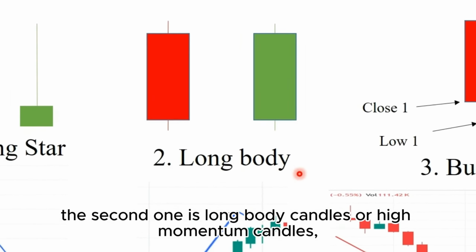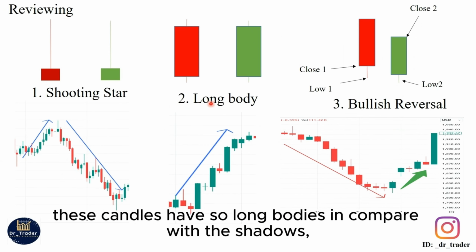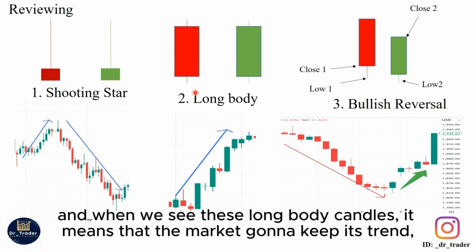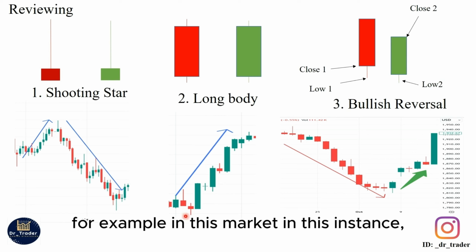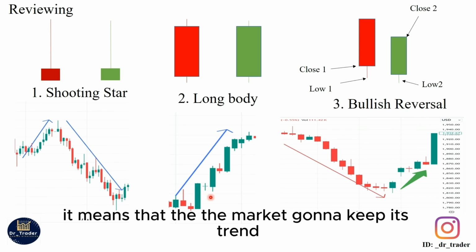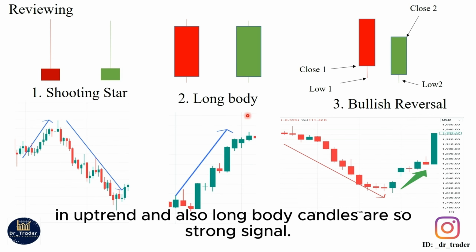The second one is long body candles or high momentum candles. These candles have very long bodies compared with their shadows, upper shadow and lower shadow. And when we see these long body candles, it means that the market is going to keep its trend. For example, in this instance, we see that at first the market is in an uptrend, and when there's a long body candle, it means that the market is going to keep its uptrend. And also long body candles are a strong signal.